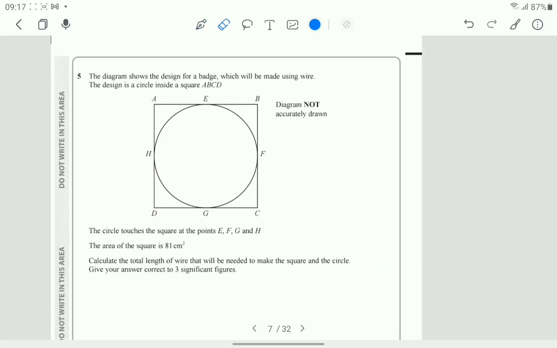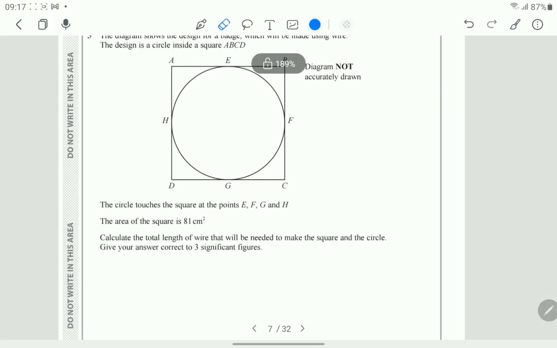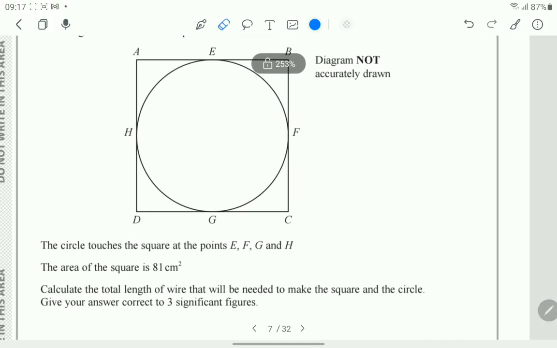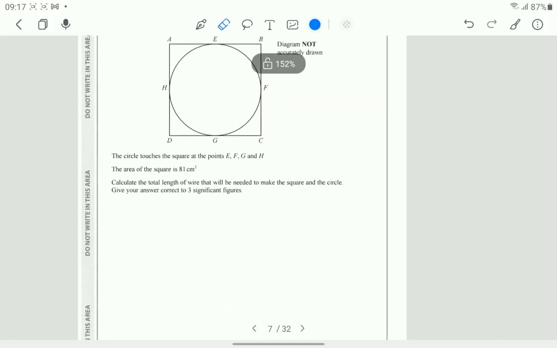So question 5 asks us that the diagram shows the design for a badge which will be made using wire. The design is a circle inside a square ABCD. The circle touches the square at the points E, F, G, and H. The area of the square is 81 centimeter square. Calculate the total length of wire that will be needed to make the square and the circle. Give your answer correct to three significant figures.